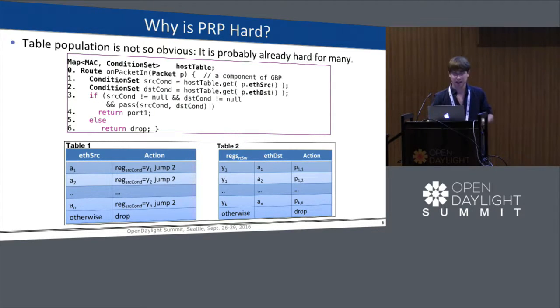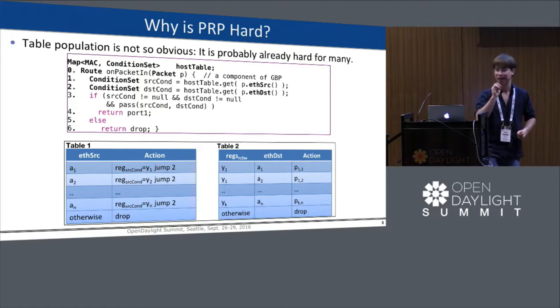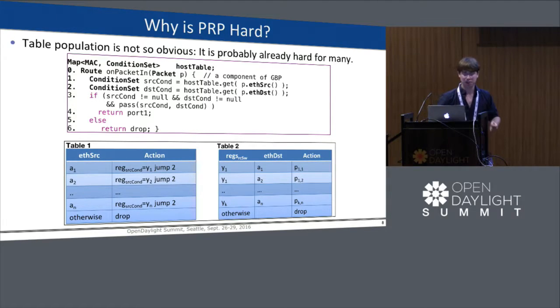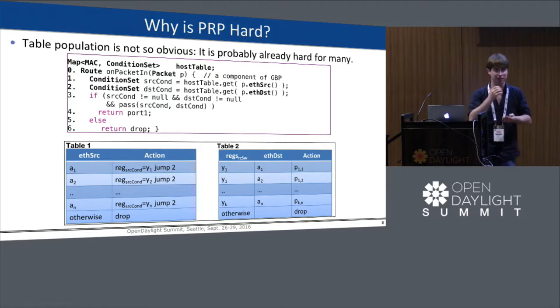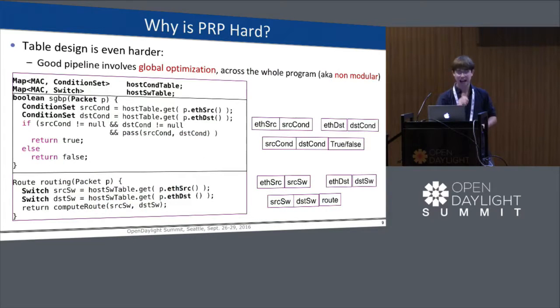It's probably hard for many. Even if I was to give you the table layout, physically being able to look at every possible combination of each of the tables and physically implementing the lookup table, especially on hard and non-intuitive programs such as group-based policy, is very much non-trivial, to the extent that it may be unrealistic to expect the average program to implement such a design. Actually getting the table layout is even harder, since good pipeline design involves global optimization across the whole program.